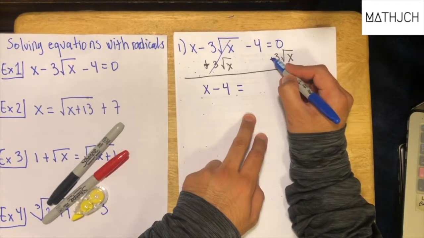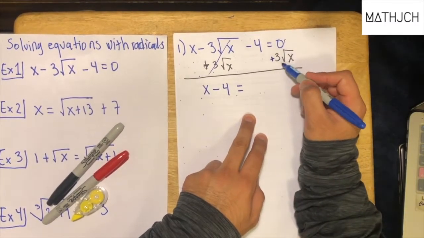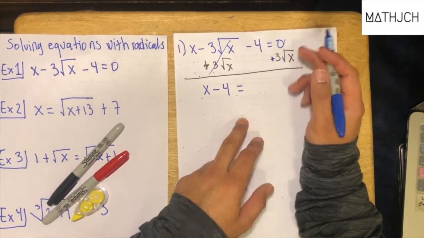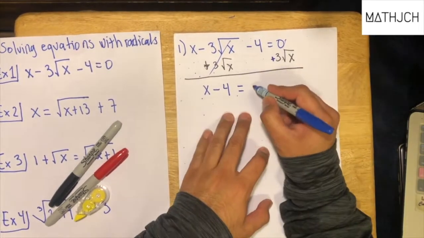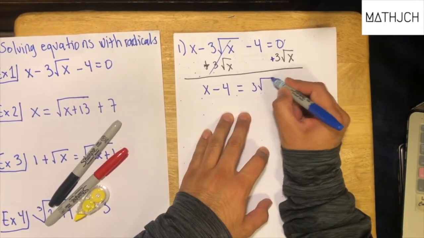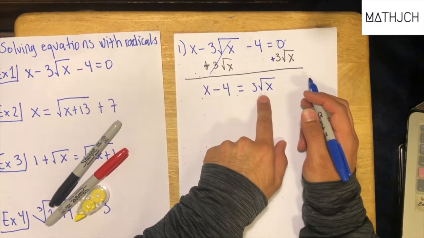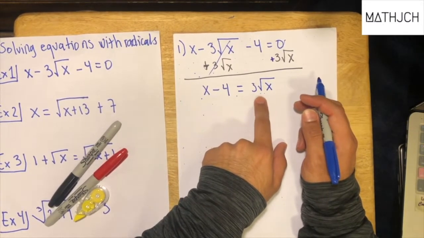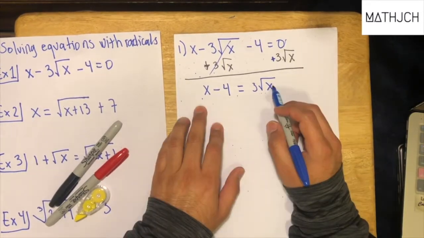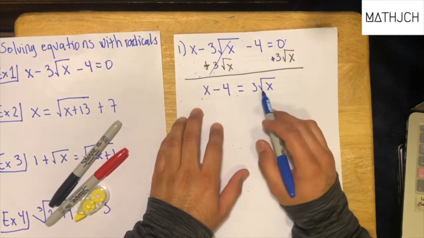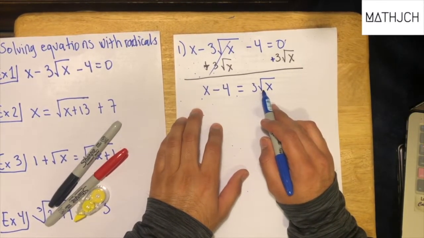This one should be plus, right? 0 plus the 3 square root of x. The 0 basically doesn't count, so we have 3 square root of x. Now we have the term with the square root by itself. That's our first goal. After that, we are going to get rid of this square root, okay?